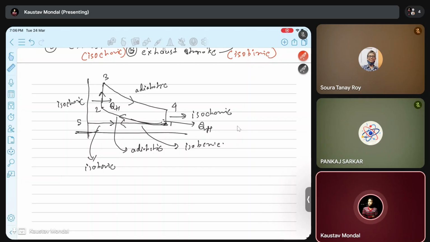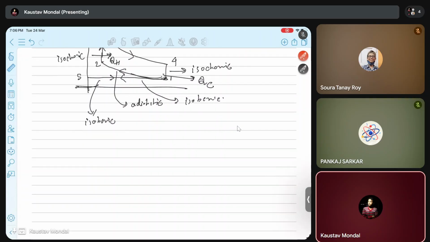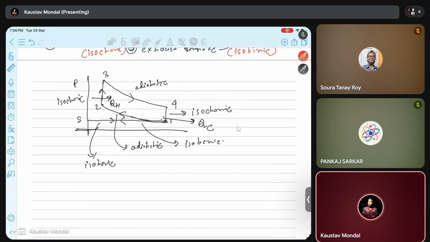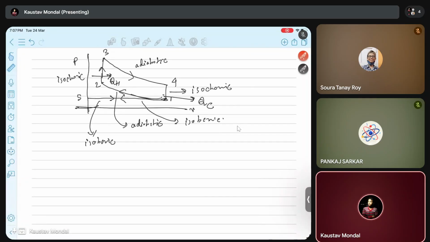During this exhaust, isochoric process, the heat goes outside the system. That's why during this process, QC is the heat output of the system. QH is the heat input. This is how the PV diagram looks. Similarly, you can draw this for a TS diagram also.